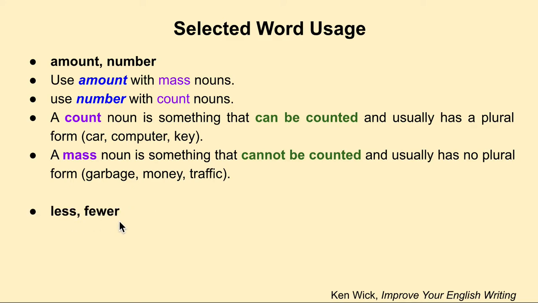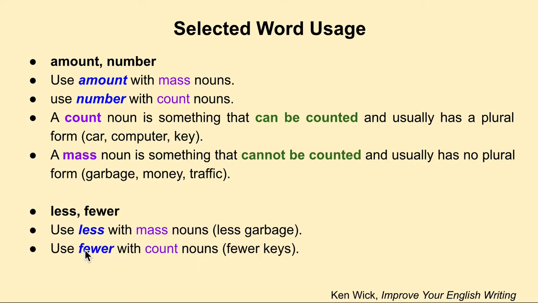What about less and fewer? Well, you use less with mass nouns, like less garbage, and use fewer with count nouns, like fewer keys. So that's why I explained this, and this is why, if you've been noticing, I've been taking these word pairs in alphabetical order, but this is the one that's out of order, just because they both have to do with mass and count nouns. So there you go. Less with mass nouns, fewer with count nouns.